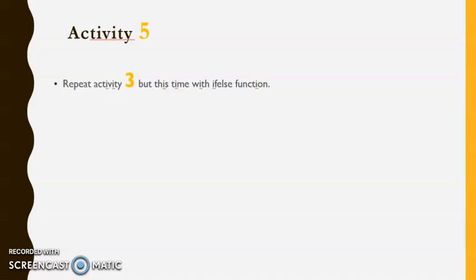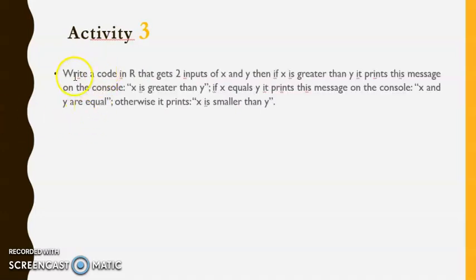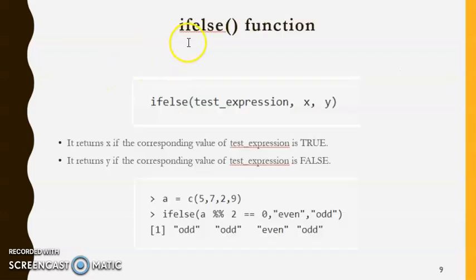Okay, activity 3. Activity 3 is this. Write a code in R that gets two inputs, x and y. Then if x is greater than y, it prints the message x is greater than y. If they are equal, it says they are equal, and otherwise it says it is smaller. So you see there are three parts. And if we check the structure of if else, at first look, you have only two conditions. So I guess it can give you a very good challenge.